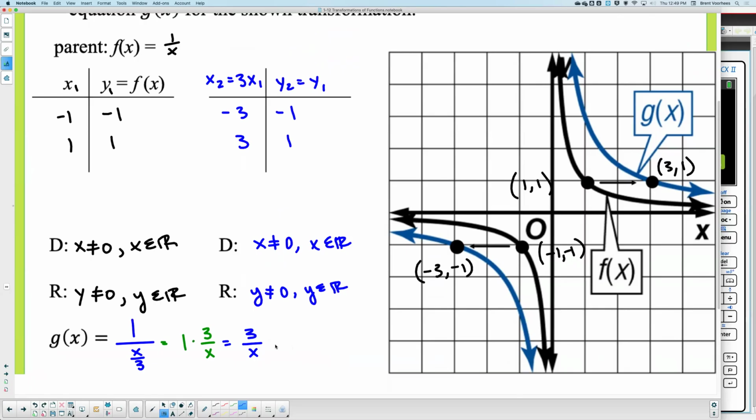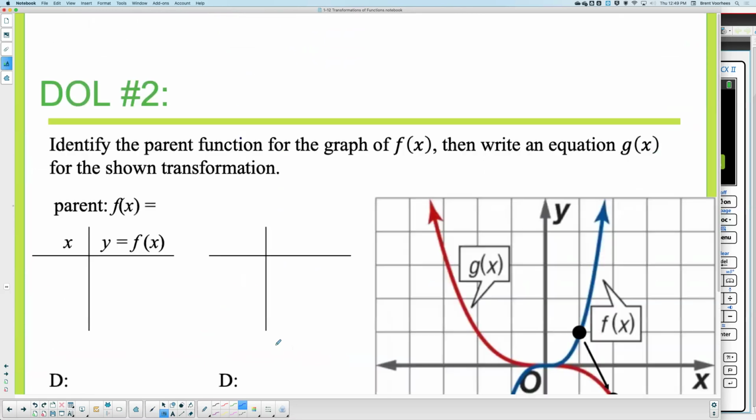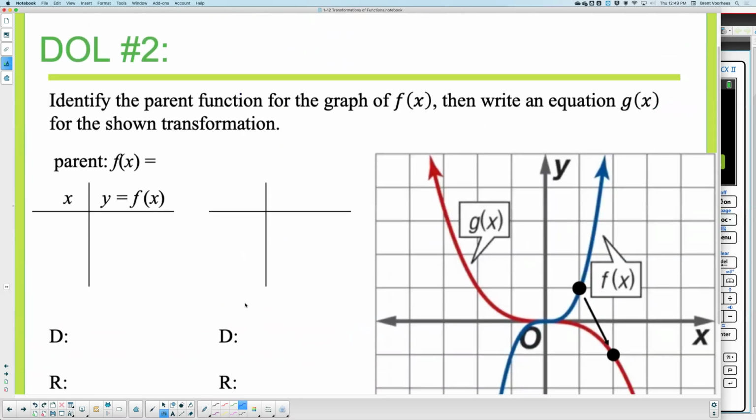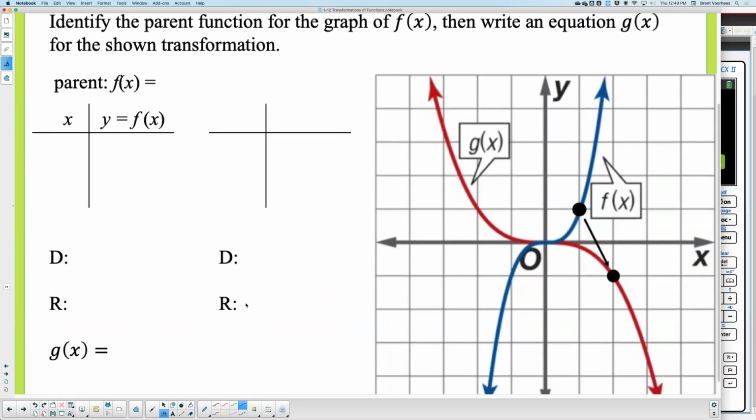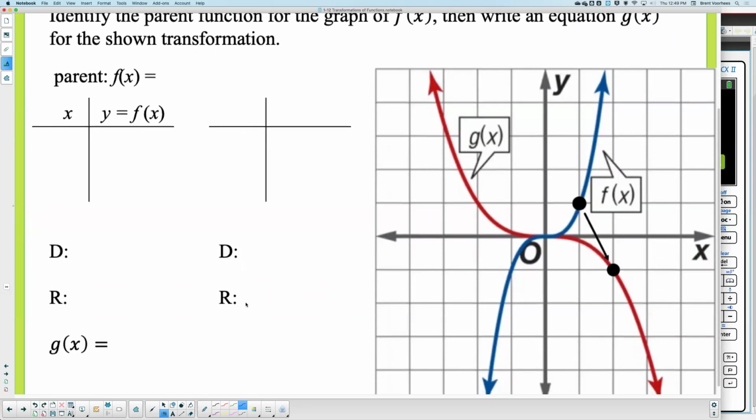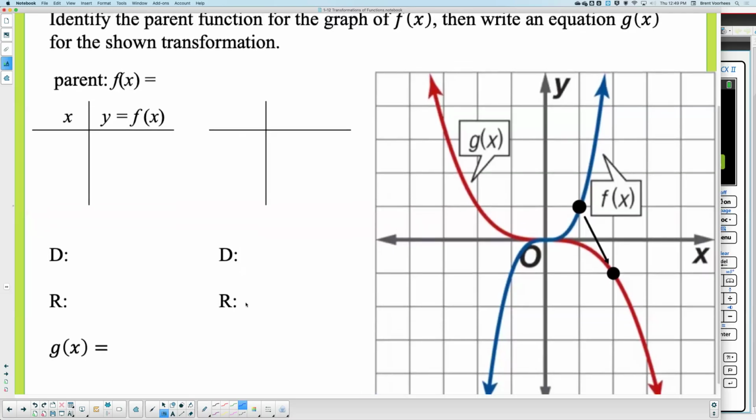Questions? All right, I have done a million of these. You ready for your turn? All right, I'll let you take this point to this point, see if you can figure out what happens. DOL number 2.